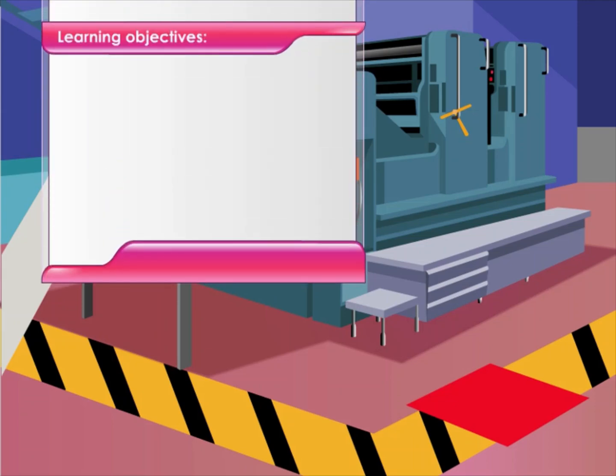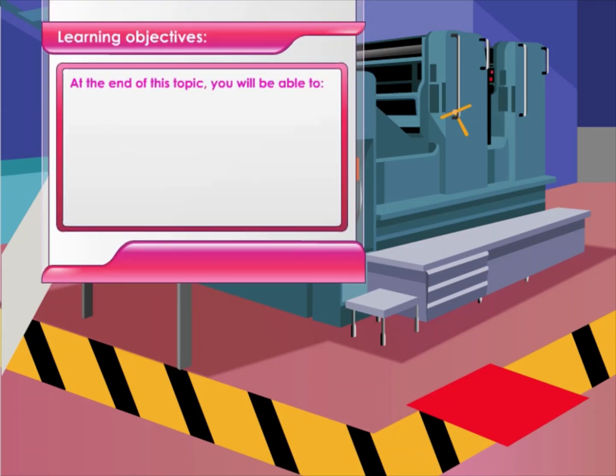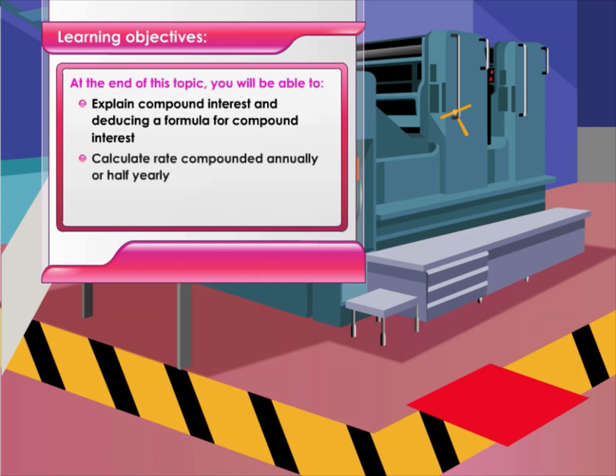Learning objectives. At the end of this topic, you will be able to explain compound interest and deduce a formula for compound interest. Calculate the rate compounded annually or half-yearly. Describe applications of the compound interest formula.